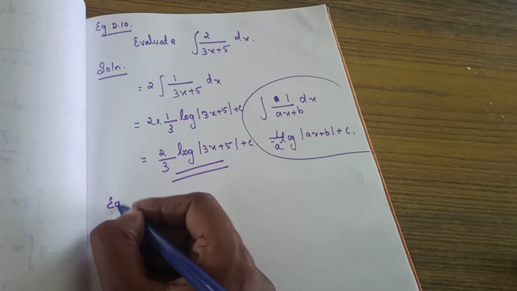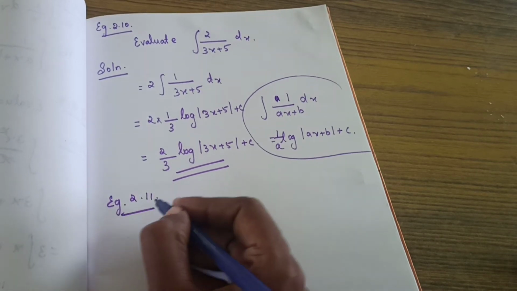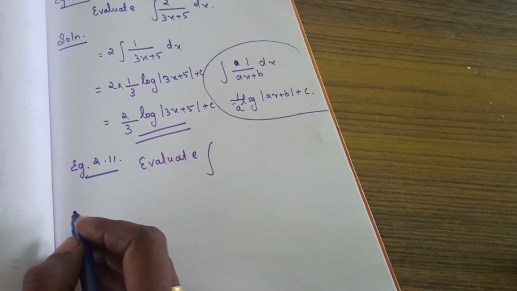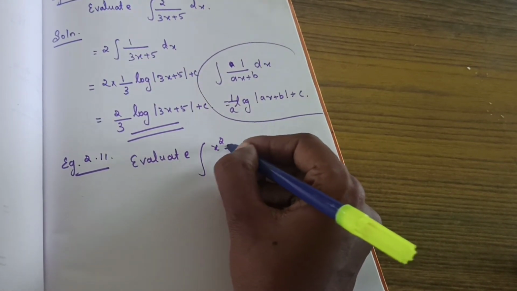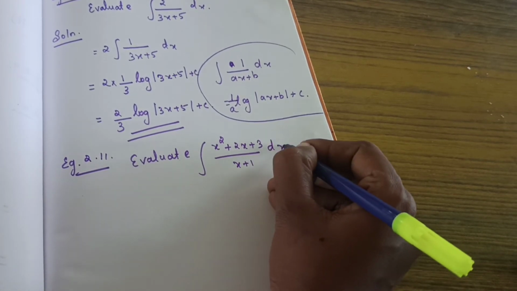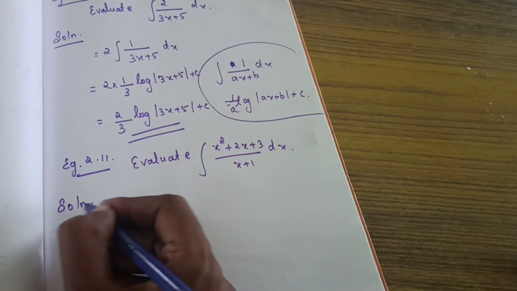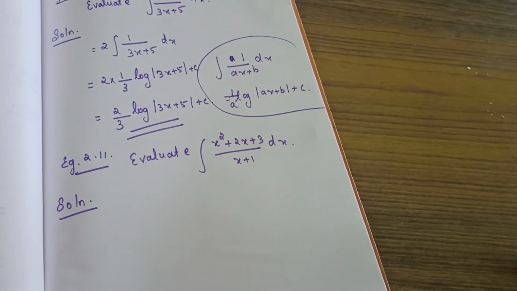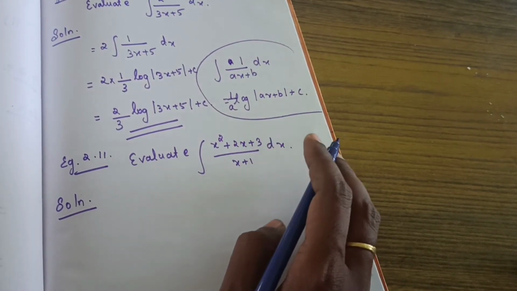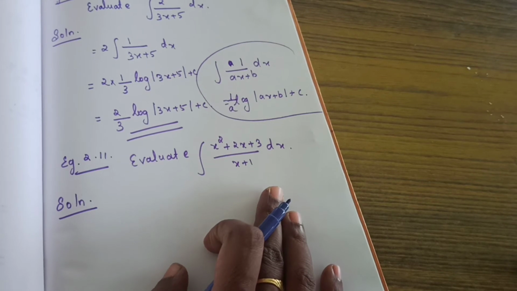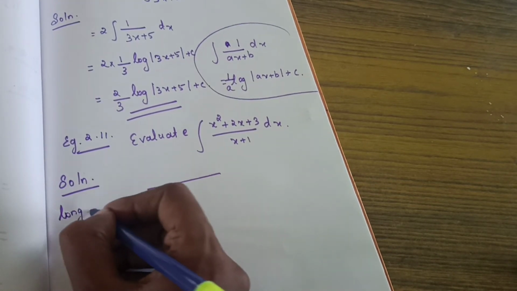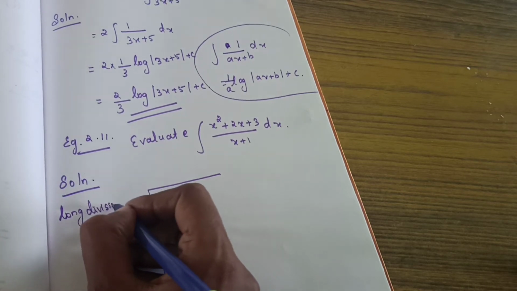That's all. Next problem, example 2.11. Evaluate the integral of x square plus 2x plus 3 divided by x plus 1. Solution. This one we can't divide directly, otherwise x square divided by x is very difficult. So for this type of problem, we will divide using the long division method. You have learned it in lower class, I think in 10th standard.